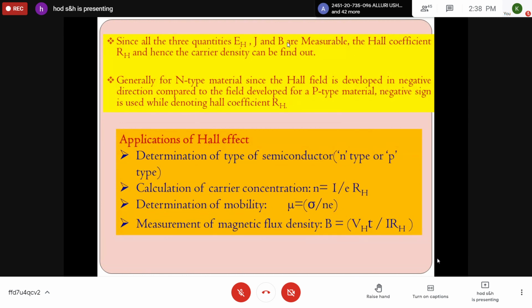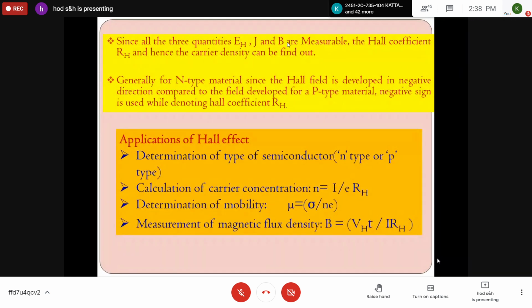So mu is equal to sigma by Ne. You know the value of n, and sigma is the conductivity, so you can calculate the mobility of the charge carrier. And also the magnetic flux density: B is equal to VH t by I RH. In this expression, VH is the Hall voltage, t is the thickness of the sample, I is the current, and RH is the Hall coefficient. If you know these values, the magnetic flux density can be measured.